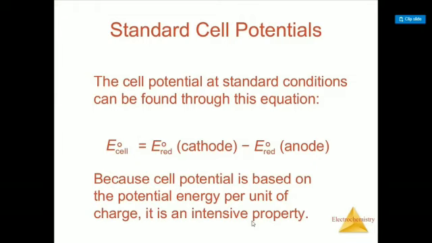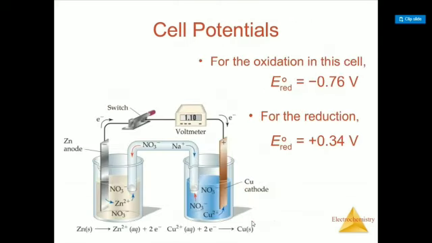Extensive and intensive properties are the two types of properties. You know that. Intensive properties are those which depend on the nature of the cell. So E naught cell is equal to E naught cathode minus E naught anode. Therefore, cell potential or E cell, for the oxidation in the cell, the same zinc and copper example is taken here. The E naught is 0.76 volt, and for reduction it is plus.